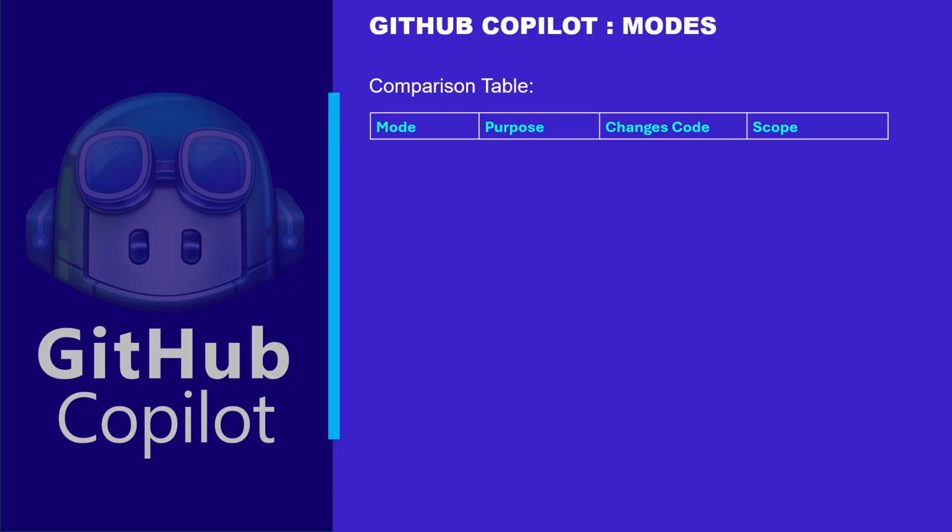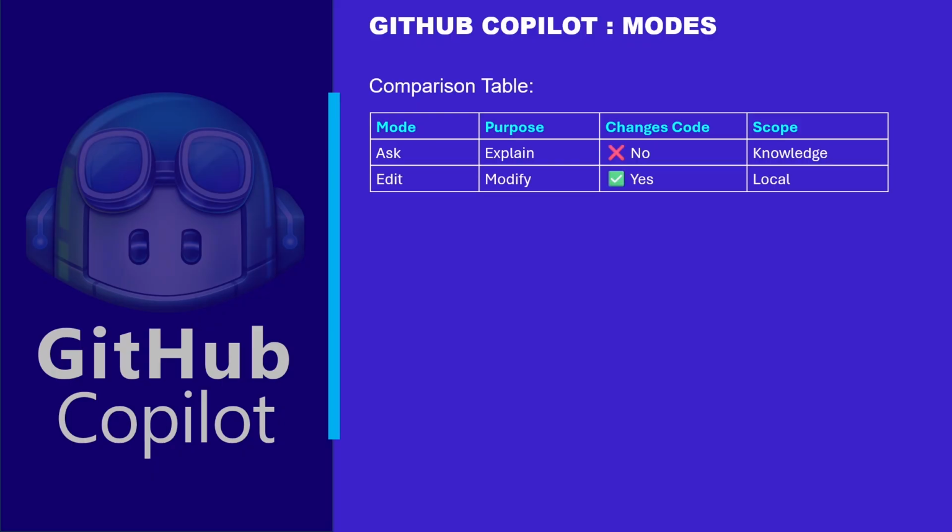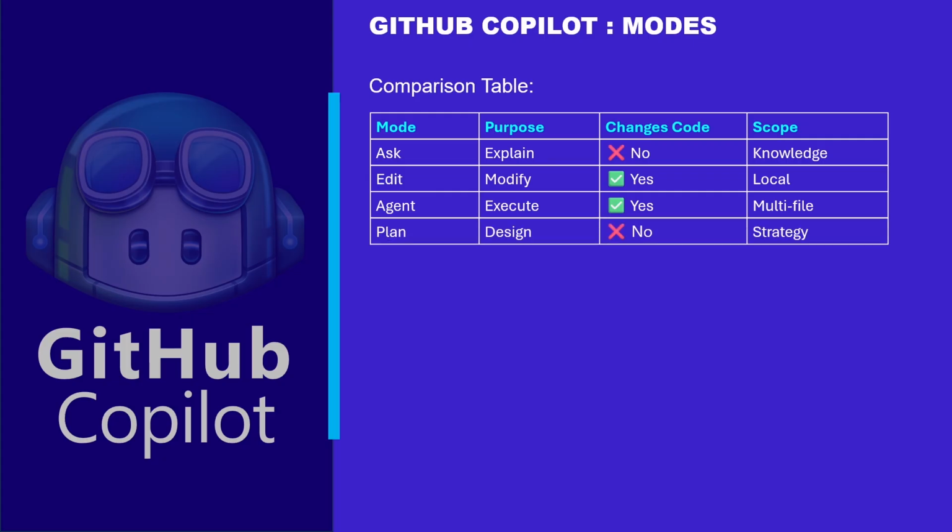One common mistake I see is people jumping straight to Agent mode. If you don't understand the code, start with Ask. That will explain the code. If you want to update code, use Edit mode. Agent mode works best when your intent is clear. If you don't know the steps, start with Plan. If you remember just this table, you will always pick the right mode.